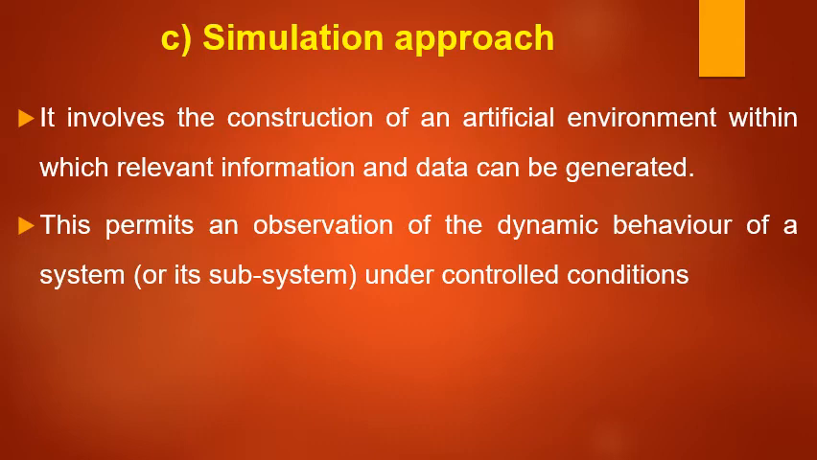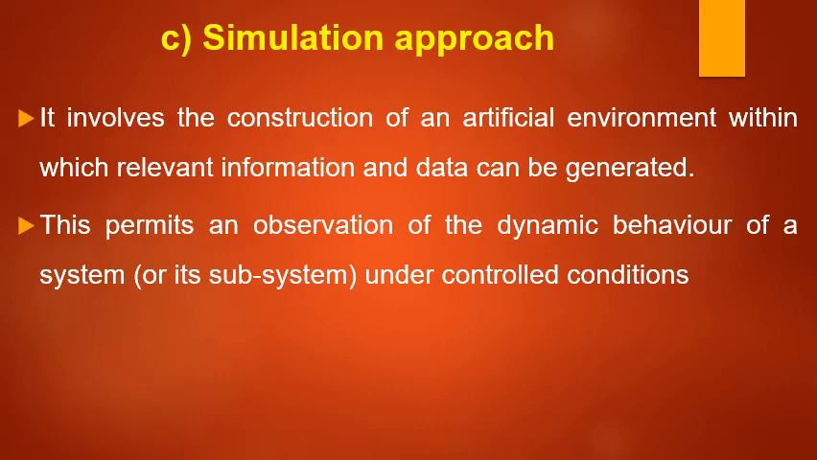right? So this is, it permits an observation of the dynamic behavior, which means continuously changing behavior of the system under controlled conditions. Because we know that there is a difference between the presence of teacher in the classroom and absence of teacher in the classroom. Based on that, the behavior of students changes. When the teacher is present inside the classroom, the students will show appropriate behavior. When the teacher is not there, their behavior will be changing, right? So there is a difference.